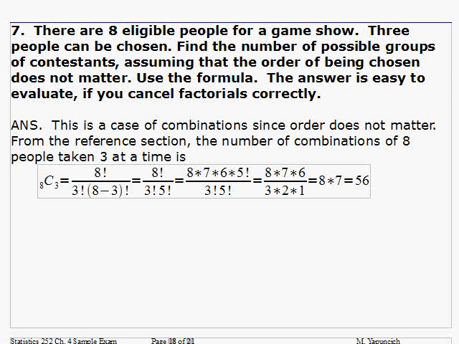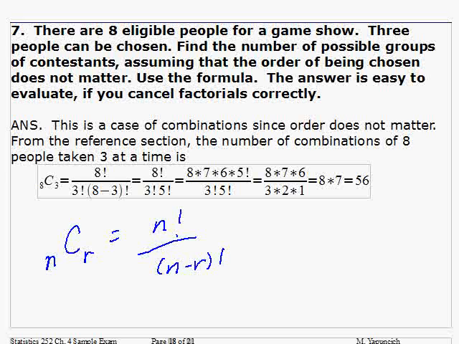For this question, there are 8 eligible people for a game show. 3 people can be on the show. And the idea is to find the number of possible groups of contestants, assuming that order of being chosen doesn't matter. Since order doesn't matter, this is combination. Remember, the combination for n objects taken r at a time is n factorial over n minus r factorial. That's the same as the permutations, divided also by r factorial.